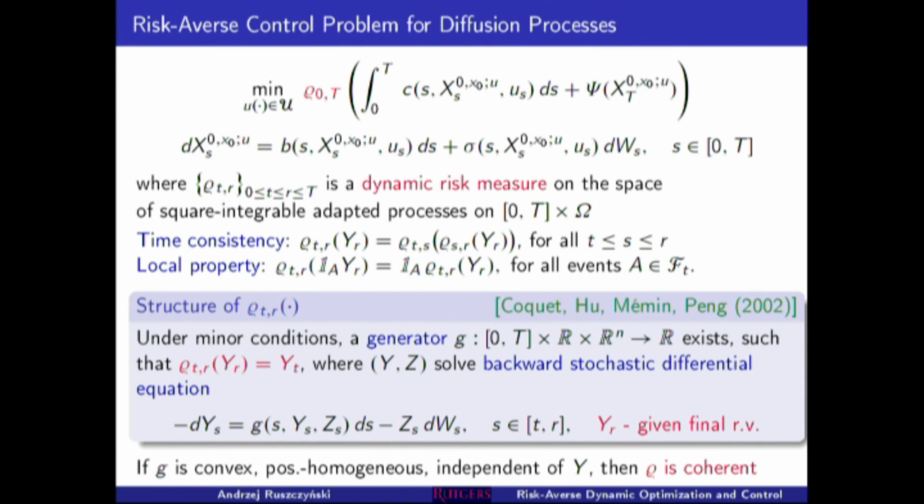And we have to find progressively measurable processes Y and Z that satisfy this differential equation such that at the final value, we hit the proper random variable. Okay? And in this stochastic differential equation, the only object that is of interest is G, which is called the driver of this equation. Now, if we assume that the driver is convex and positively homogeneous, does not depend on Y, then this risk measure will additionally be coherent.